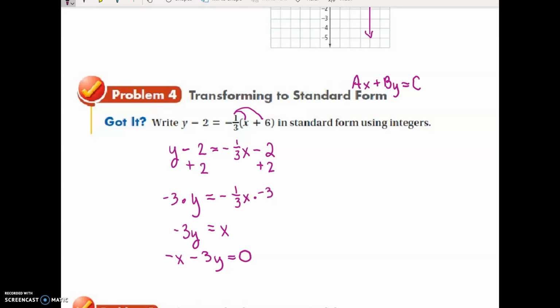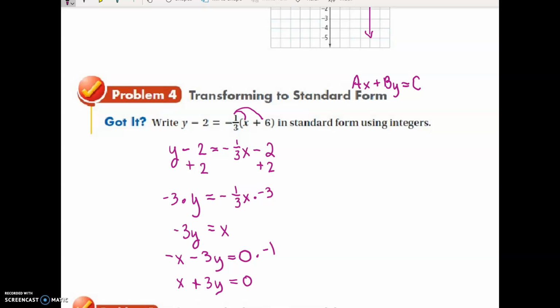And a lot of times they don't want you to leave the x as a negative, although I don't really care at this point, but some teachers care. So if we want to change that sign, that means we have to change all the signs. Basically, we have to multiply everything by negative 1. So if I multiply by negative 1, that would change all my signs. And that'd become a positive x. That'd become a positive 3y. And that would equal still 0.